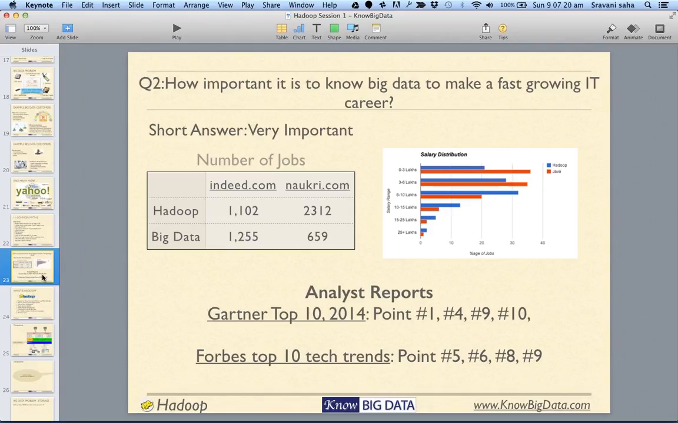And on the right hand side, it shows a salary distribution. Basically, most of the jobs in Hadoop and big data are in the higher range of salaries. You can see it clearly in the 6 to 10 lakh salary range. There are more Hadoop jobs than Java jobs, and further in 10 to 15, the ratio is still wider. But in the lower salary ranges, the total number of Hadoop jobs is smaller. All right. So this slide shows you why it is important for your career.